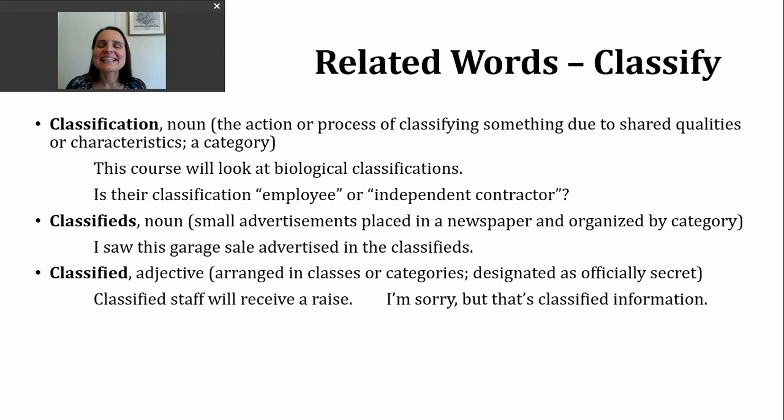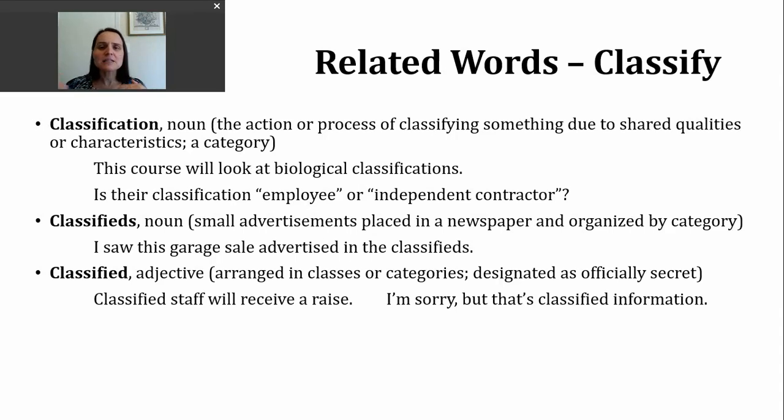The next word we'll look at is the noun classifieds. You may have seen this if you regularly read a newspaper, but this is a section of a newspaper that has many small advertisements. So the print tends to be rather tiny, very small. And these advertisements are organized by category. So you might see a category with jobs. You might see a category with houses for sale versus houses for rent, apartments for rent. You might see automobiles that are for sale, etc.